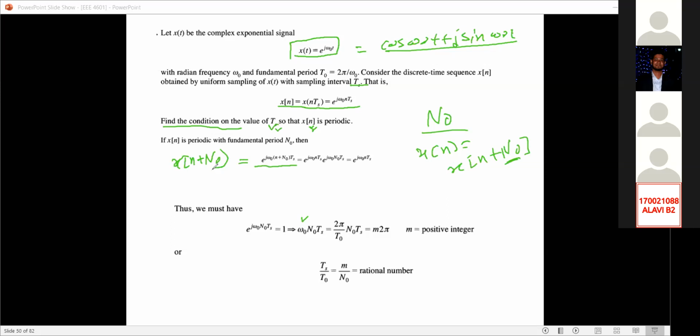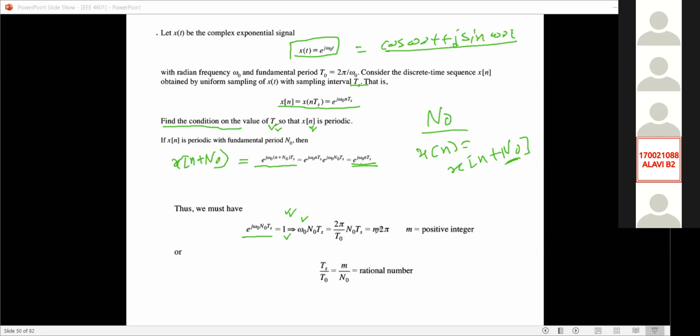Then if this signal is to be periodic with n0, x0, what will happen? This quantity e to the power j omega n0 ts must be equal to 1. And you know that this can be equal to 1 if it becomes an integer multiple of twice pi. We know that e to the power j m twice pi equals 1.